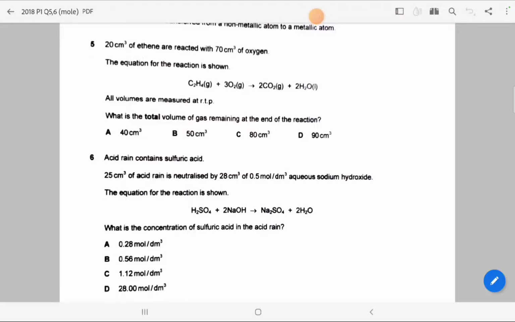Hi guys, this is 2018 TYS Combined Chem Paper 1, questions 5 and 6, and the topic is mole. Let's look at question number 5 here.